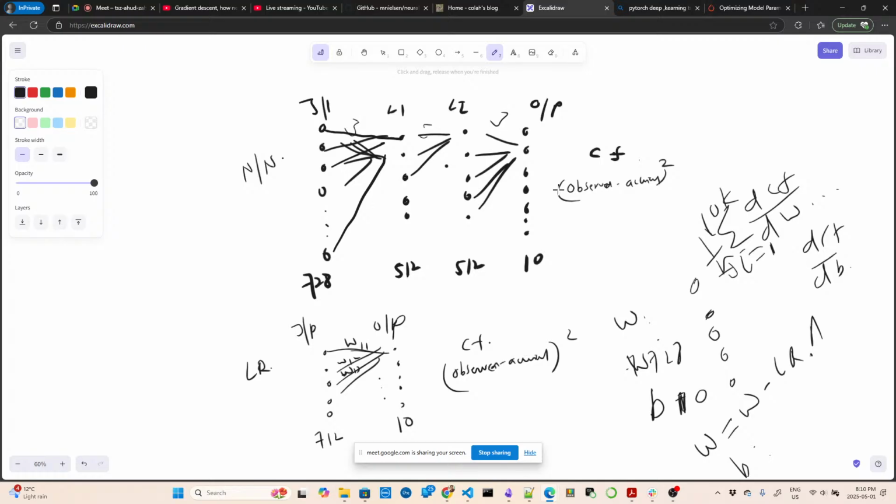One more question. In neural networks, we have hidden layers like L1, L2. So do we decide how many neurons will be there randomly, or is there some method?